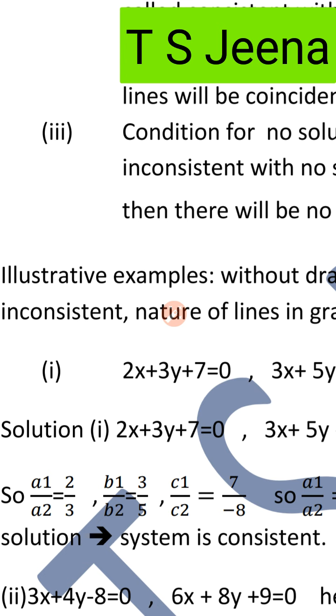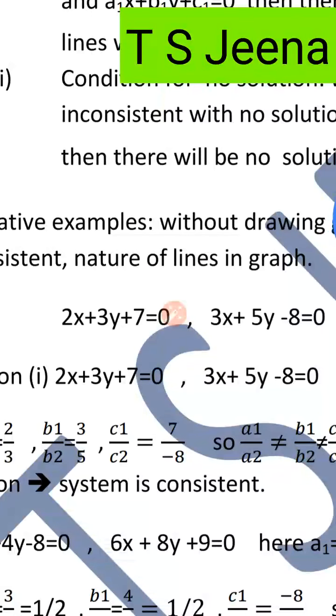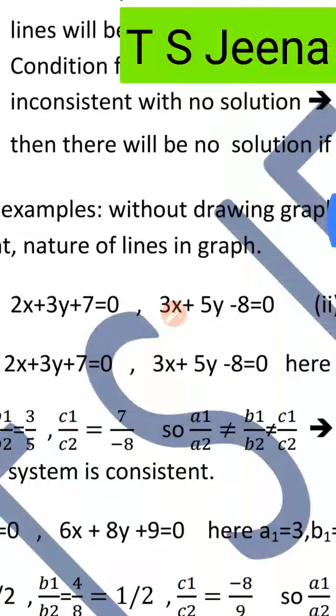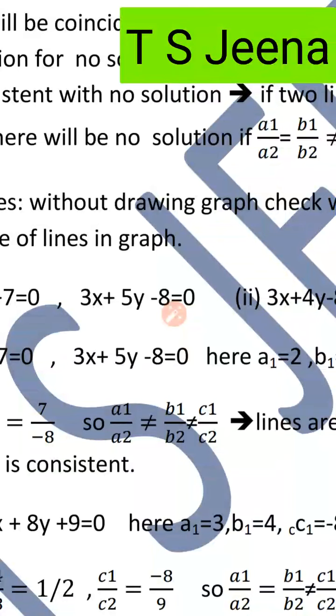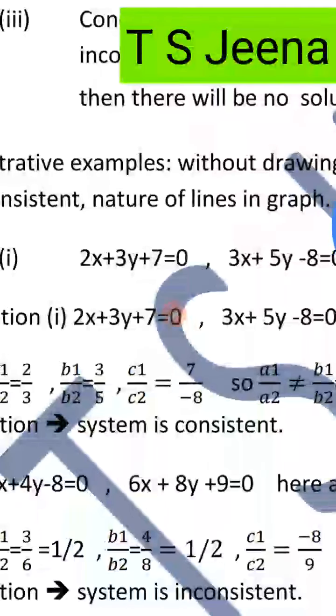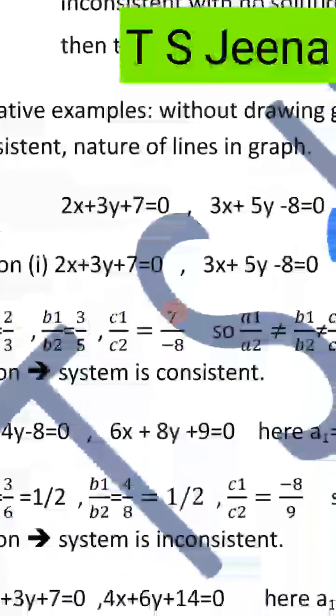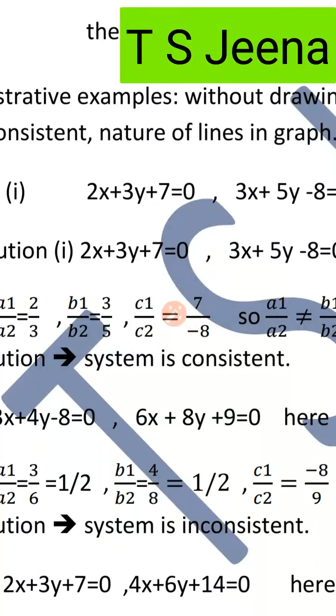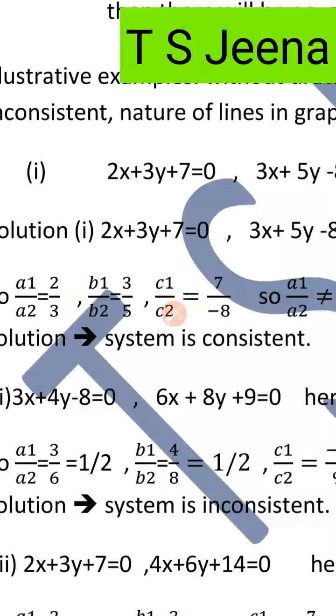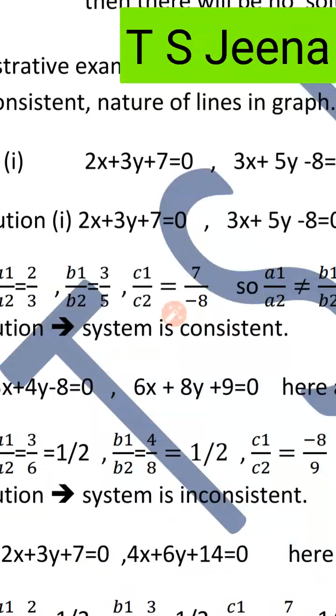So how will we check two straight lines whether their solution exists or not without using a graph? In the previous lecture we used the graph. Here no need to draw the graph. So here in the first question, two equations are given to you and you have to check what type of system it is.